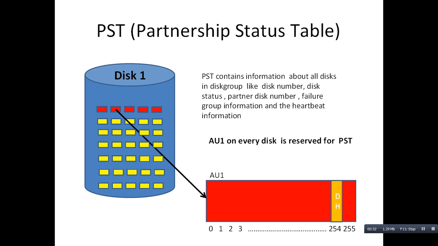As we already know, every disk is formatted into allocation units, and the very first allocation unit of every disk, that is allocation unit 0, is reserved for storing the disk header information. Similarly, AU1 is reserved for storing the partnership status table, which is called PST. The disk header stores information relevant to that disk, whereas the PST contains information about all disks in a disk group. It contains information like the disk number, its partner disk, the failure group, and finally the heartbeat information.